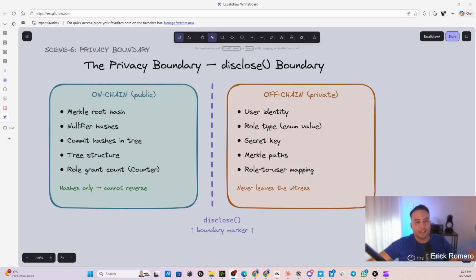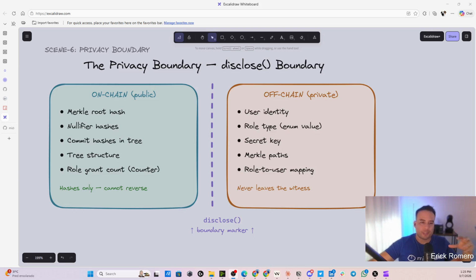The disclose function is the boundary marker. When the contract calls disclose on a value, it's explicitly saying this value will be part of the public transaction. Everything else is going to stay inside the ZK circuit. The user identity and role enum enter the circuit as private inputs, get hashed into commitments, and only the commitments cross that disclosure boundary. This is what makes the system work.